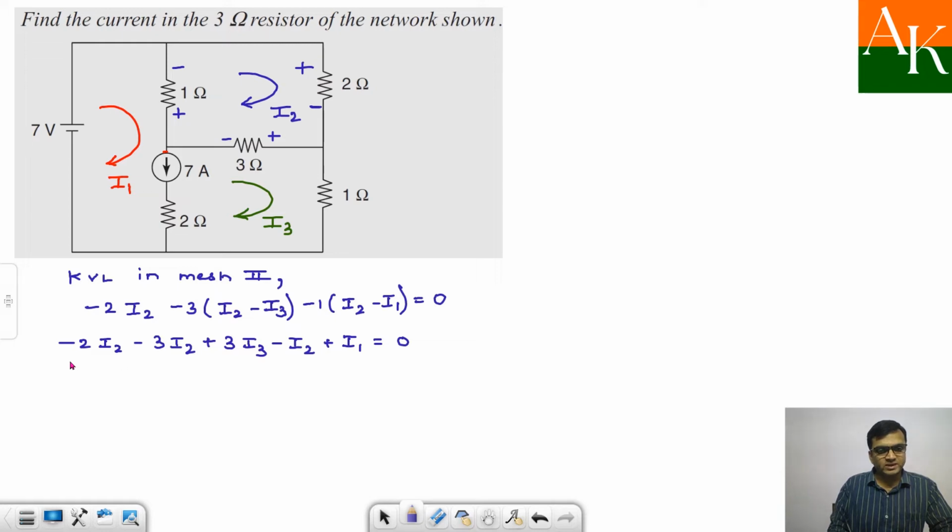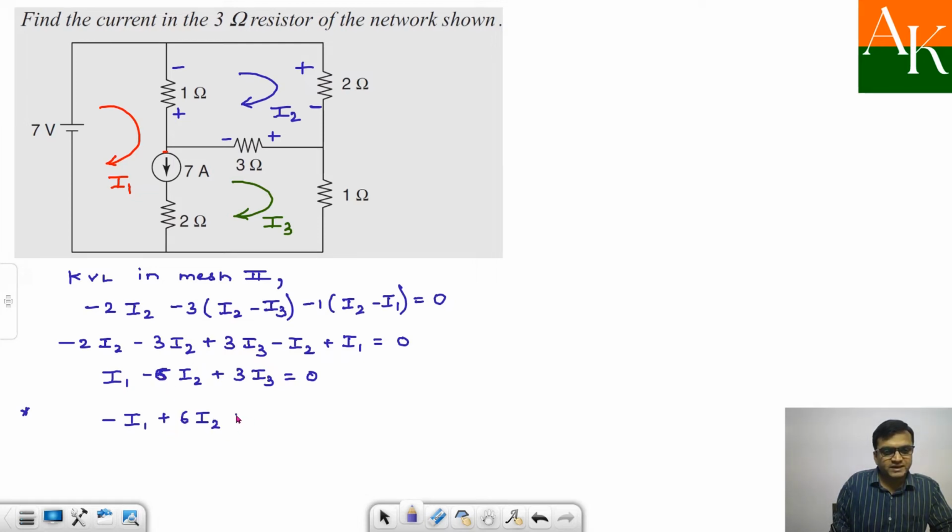So this will give me an equation like I1, and then I will have minus 5I2 plus 3I3 is equal to 0. One can write this in a nice format just by looking at it: minus I1 plus, sorry, this will be 6I2, right? Yes, so this will be minus I1 plus 6I2 minus 3I3 is equal to 0, and this is my equation number 1.